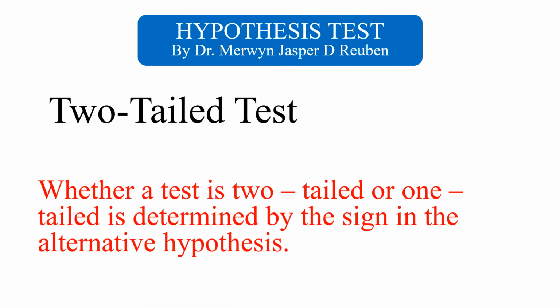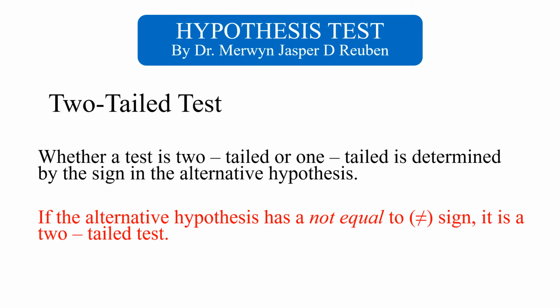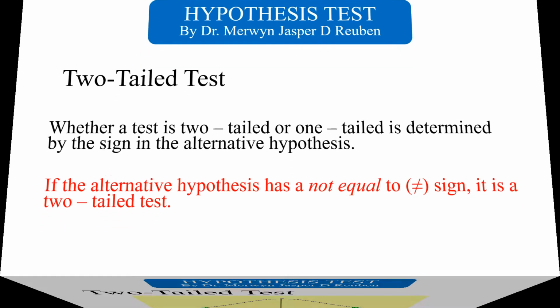So, how do you identify which tail test it is? This is determined by the sign in the alternative hypothesis. If the alternative hypothesis has a not equal to sign, it is a two-tailed test.